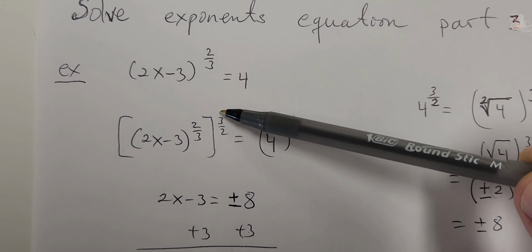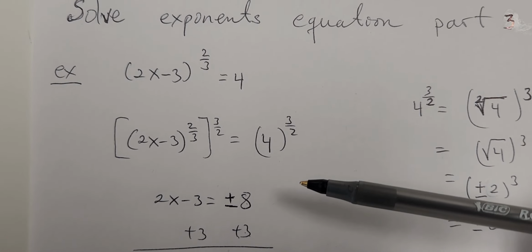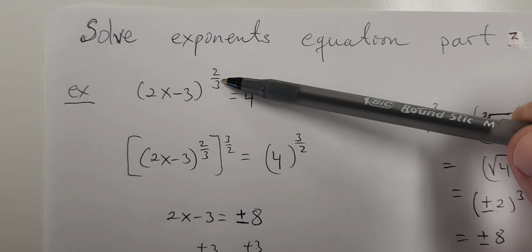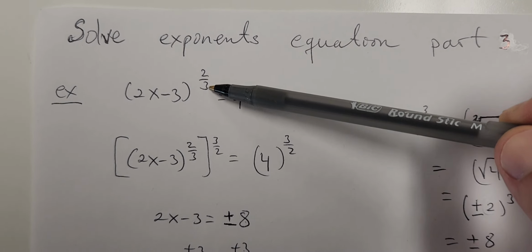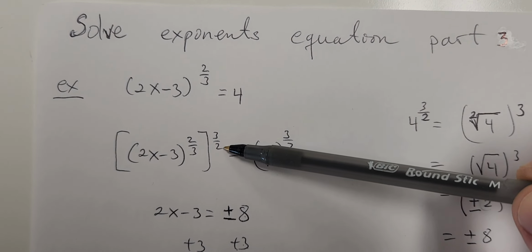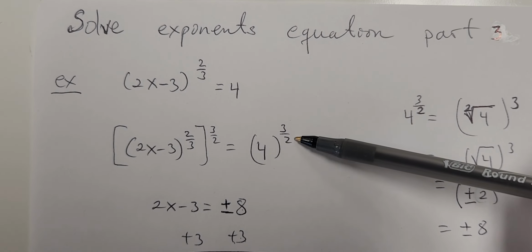And if you do something to one side, you have to also do it to the other side. So one more time, to get rid of these fractions, we have to flip the fractions. So instead of 2/3, it becomes 3/2. Whatever you do to one side, you must do to the other side as well.